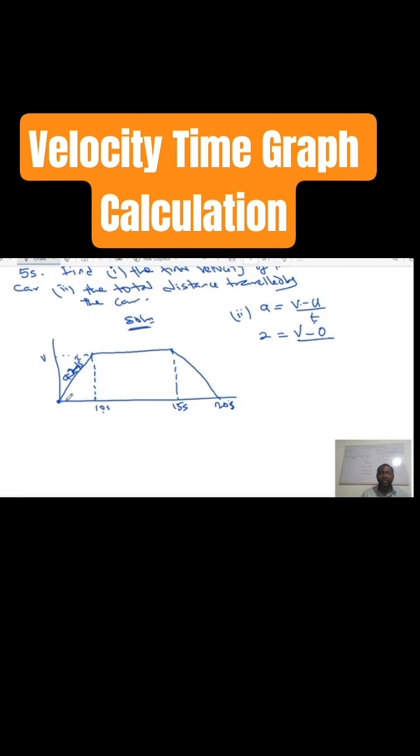Then the time it takes to go from here to here is 10 seconds. So I'm going to write 10 here. If I cross multiply, this is going to be 2 times 10 is equal to V, because V minus 0 is V. So 2 times 10 is 20. So that means your velocity V is simply 20 meters per second. Very simple. Okay?